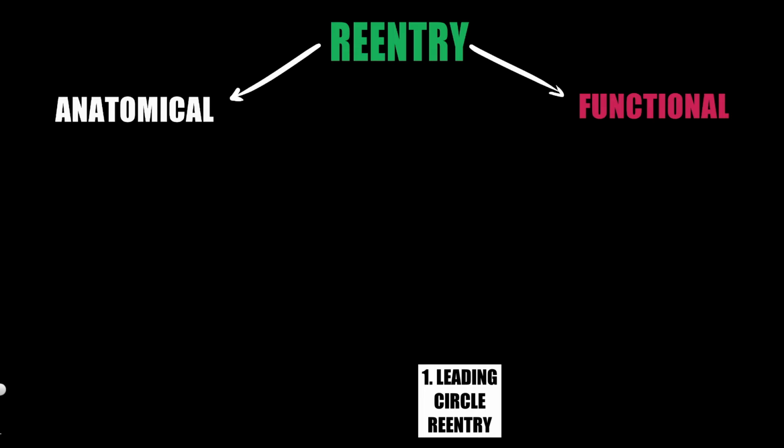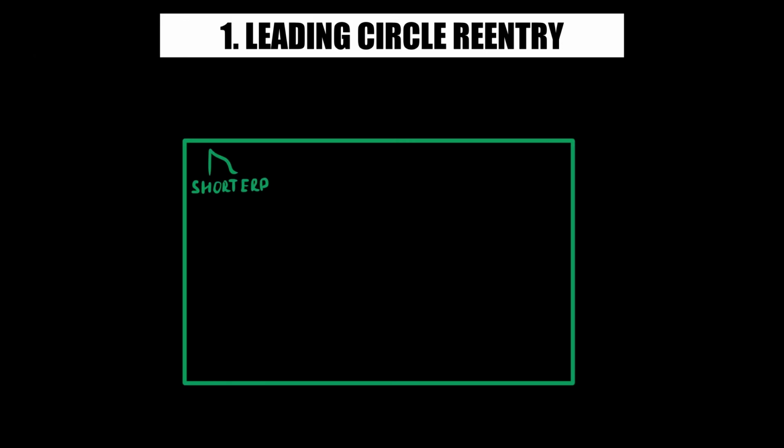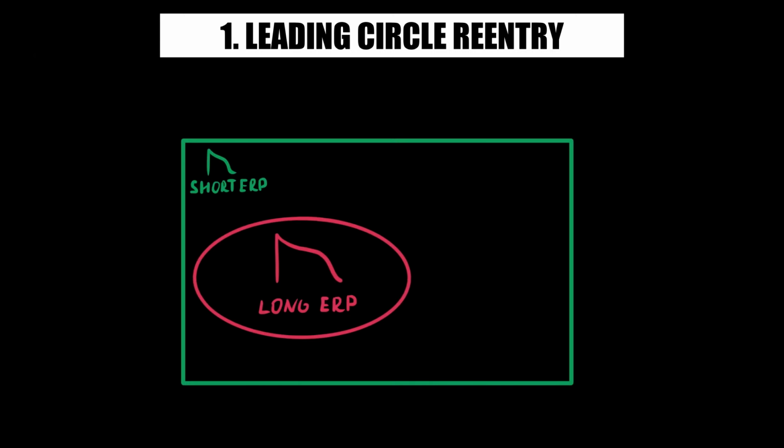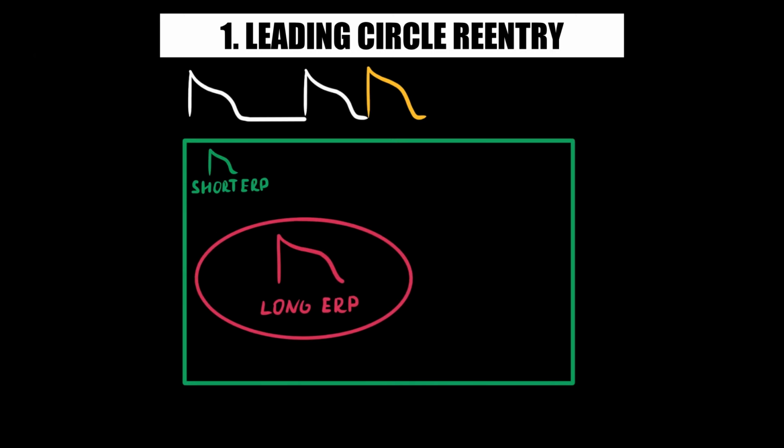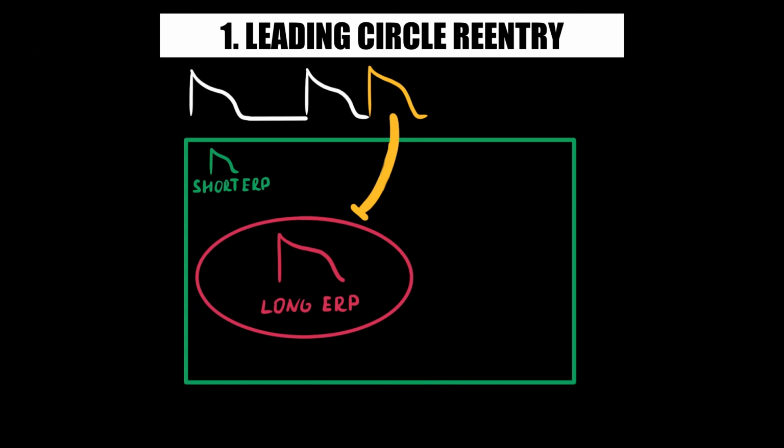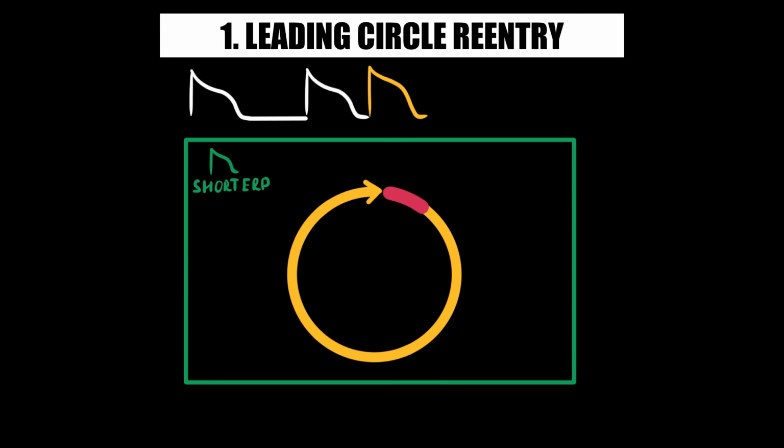Let's explain leading circle reentry. The electrophysiological property of the tissue that is necessary for leading circle reentry is a region with a long effective refractory period. When premature impulse occurs, it blocks in the long effective refractory period site that forms transient unidirectional block, so impulse starts to travel around this region. When impulse reaches the same region from another site, excitability of this region is restored, and impulse can invade the long effective refractory period region, thus the reentry circuit starts to circulate.